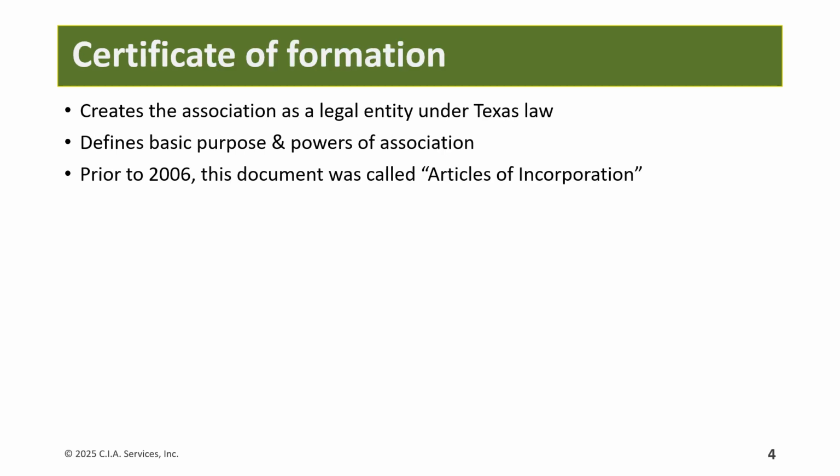Let's get started. First of all, the certificate of formation is what creates the association as a legal entity under Texas law. It's the same thing that creates all corporations in Texas, whether it be a for-profit corporation or a not-for-profit corporation. It basically defines the purpose and the powers of the association. Prior to 2006, this document was called Articles of Incorporation. So if you're an older association that was created before 2006, the document you have is called Articles of Incorporation.